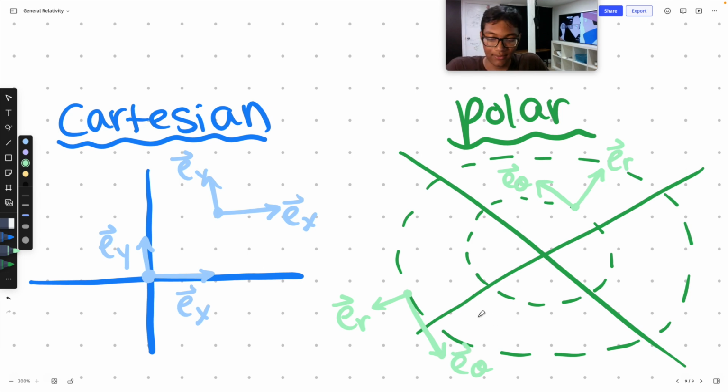Now, some textbooks have a normalization factor for the E sub theta coordinate. I'm not going to follow that because Chris doesn't, and I'm following his notation.